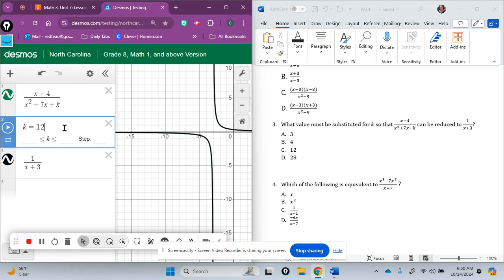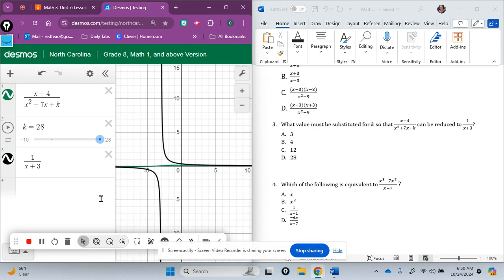But just to show you, if I type in 28, we see right here, it looked like it overlapped, but you still have that little green speck right here that is showing, so the graph is not completely overlapped, okay? All right.